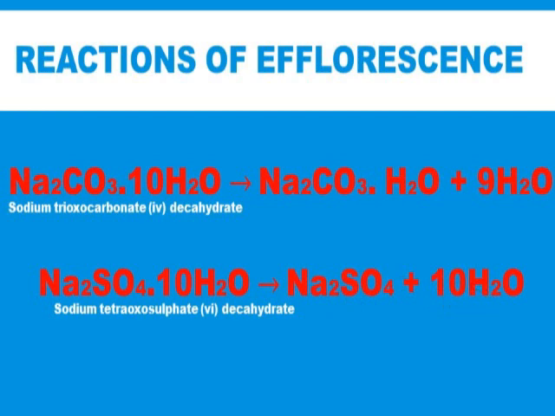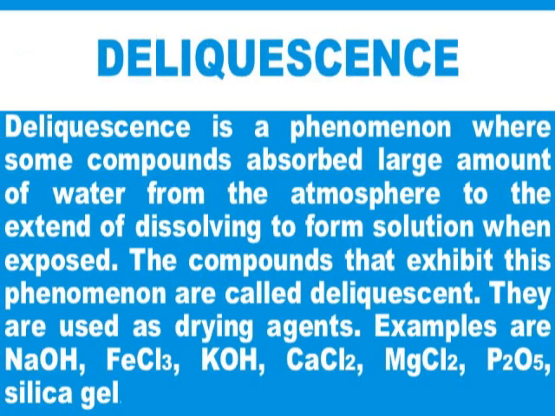The next terminology we are considering is deliquescence. Deliquescence is a phenomenon where some compounds absorb large amount of water from the atmosphere to the extent of dissolving to form solution when exposed to the atmosphere. The compounds that exhibit this phenomenon are called deliquescents. They are used as drying agents. Examples are sodium hydroxide, iron 3 chloride, potassium hydroxide, calcium chloride, magnesium chloride, phosphorus 5 chloride, and as well as what? Silica gel.